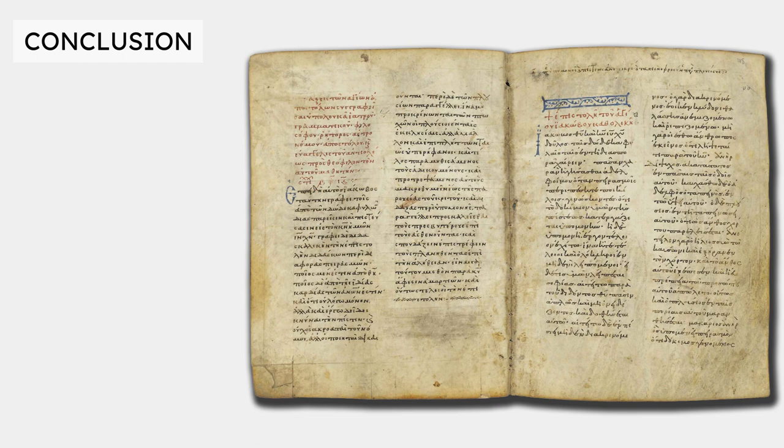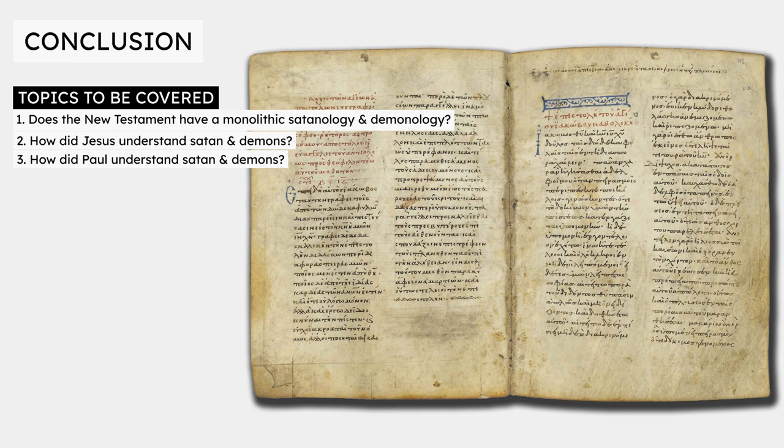Conclusion. With the Second Temple period socio-cultural context established in these two videos, we're now ready to examine specific New Testament references to Satan, the devil, demons, and evil spirits. The next video will address these questions. 1. Does the New Testament have a monolithic Satanology and demonology? 2. How did Jesus understand Satan and demons? 3. How did Paul understand Satan and demons?